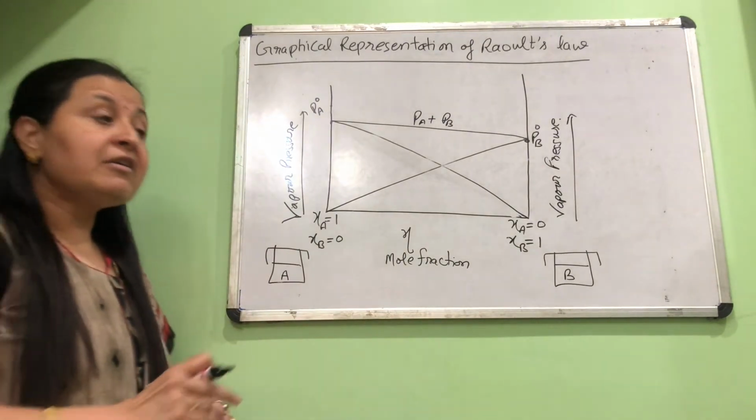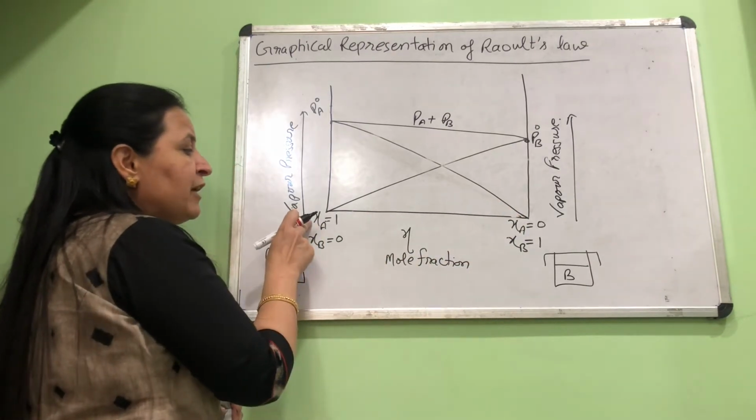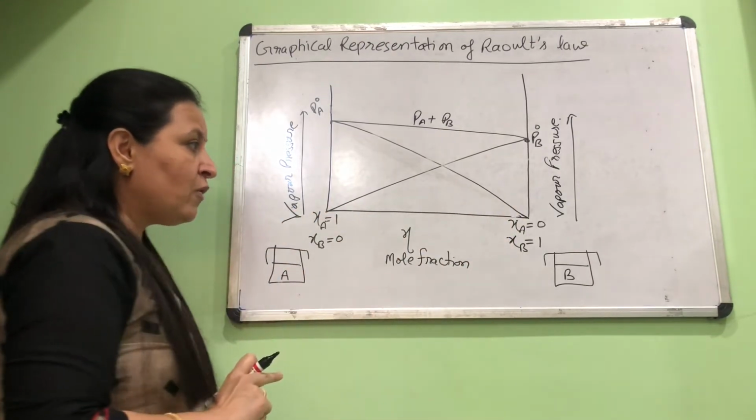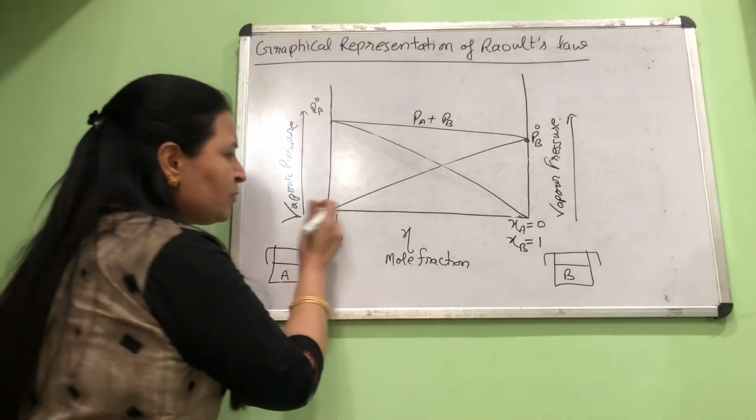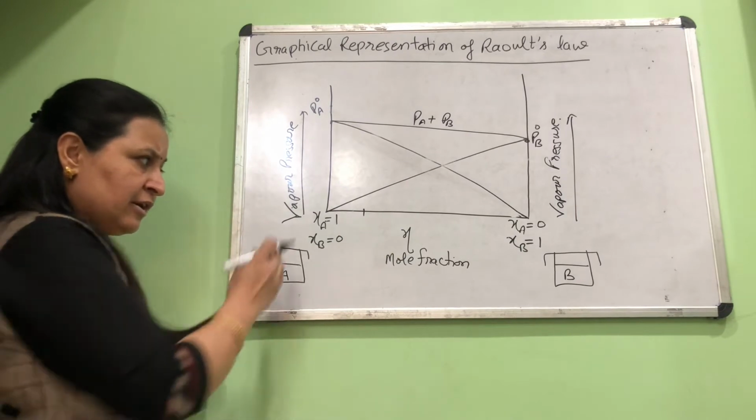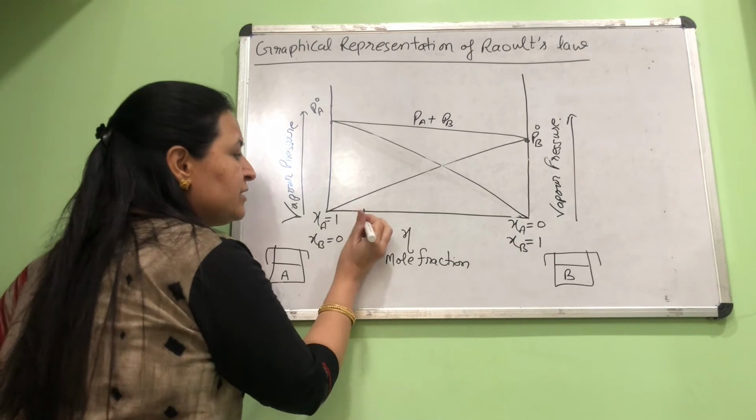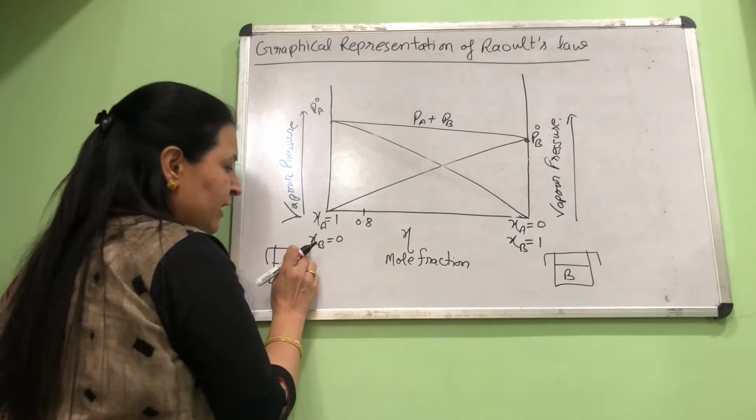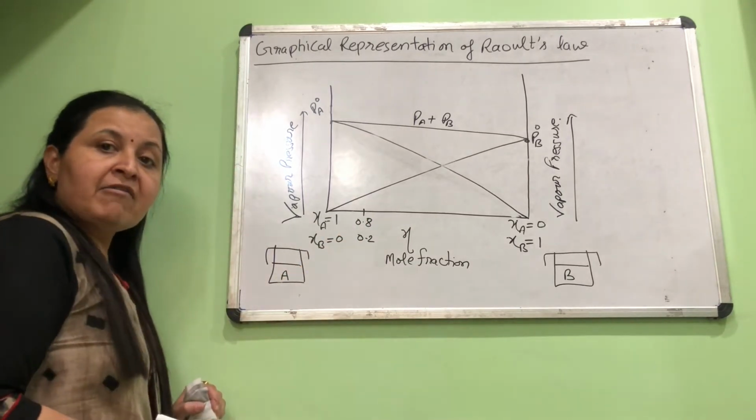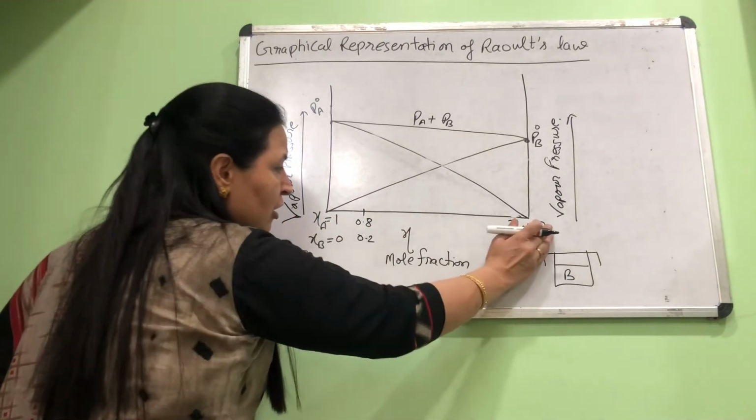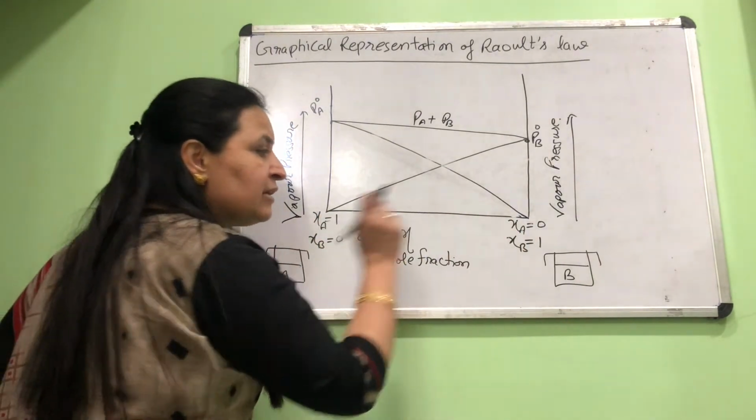Now consider this axis. When you go from extreme left to right, the mole fraction of A decreases from 1 to 0, whereas the mole fraction of B increases from 0 to 1. So what does it indicate? Suppose you reach this point on this axis. Here the mole fraction of A will decrease from 1 to say 0.8, and the mole fraction of B will increase to 0.2. The sum of the two has to be 1. As you are moving along, A will start decreasing and B will start increasing.